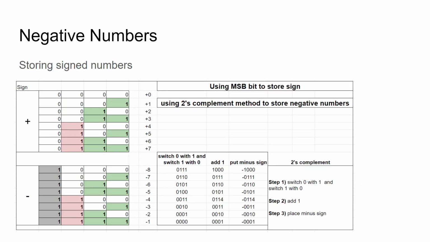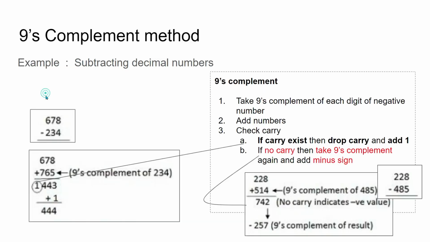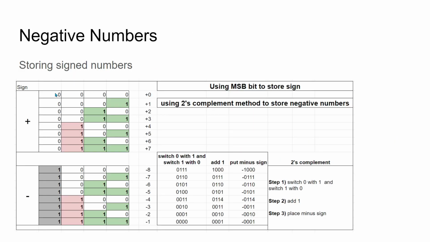Now coming to the negative numbers, how do we store negative numbers in the computer? Assume we have only 4 bits and we have to store the numbers. Let's assume that the most significant bit, that means the leftmost bit, is used as a sign bit, where 0 is for plus and 1 is for minus. So now we remain with only 3 bits.